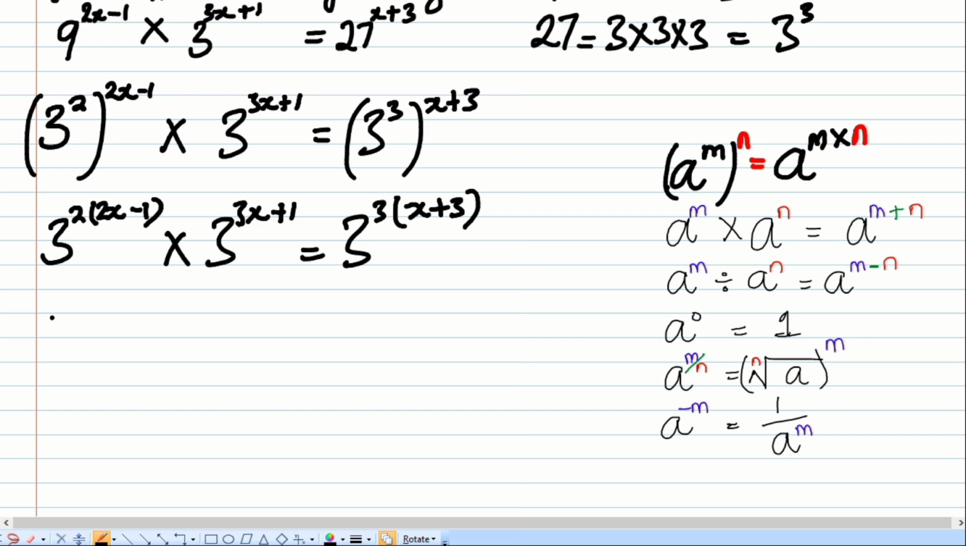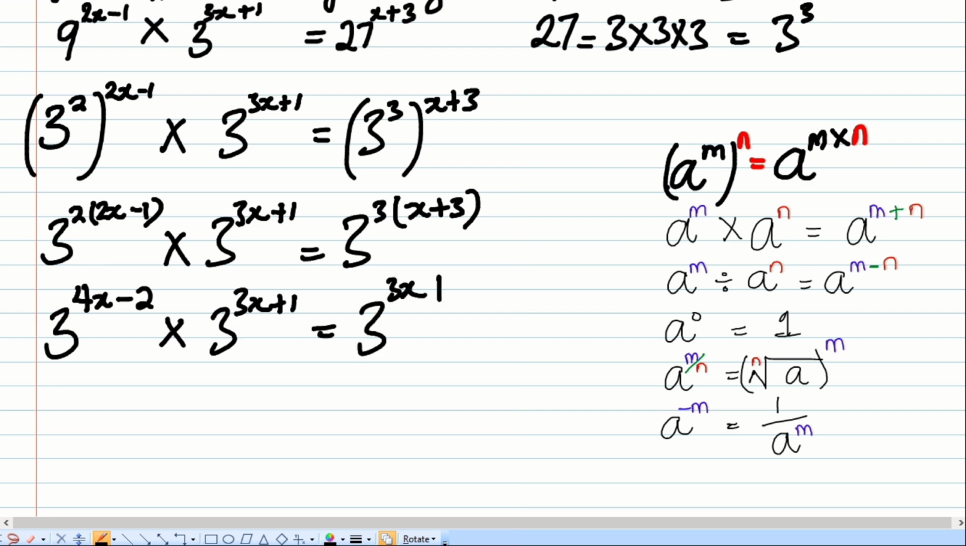So let's expand here. This will be 3 raised to the power 2 times 2x, which is 4x. 2 times negative 1 is negative 2. So that's what we have. We just write everything the way it is again. Then 3 times x is 3x. 3 times 3 is positive 9. So now we have 3 common.